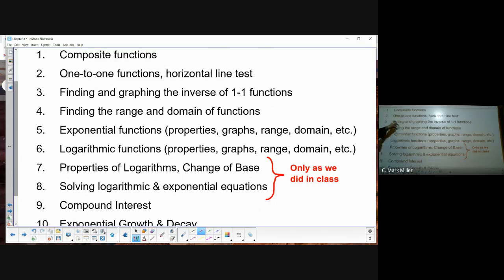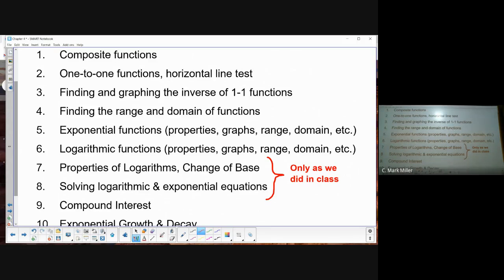Right? But we went over one-to-one functions, composite functions, which is when you plug a function into a function. One-to-one functions, horizontal line test. A one-to-one function carries different x values to different y values. Remember that? Only one-to-one functions have inverses. So finding and graphing the inverse of a one-to-one function, right? The graph of an inverse of a one-to-one function is the graph of the function reflected about the line y equals x.